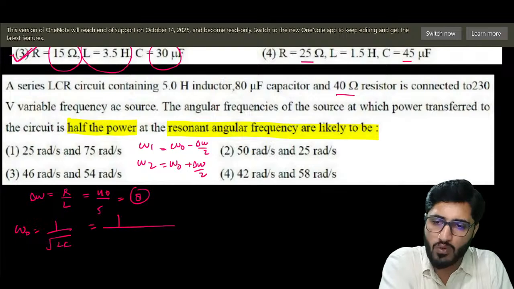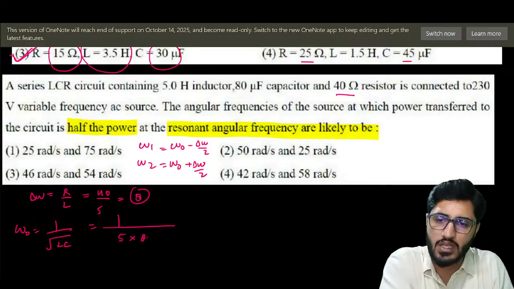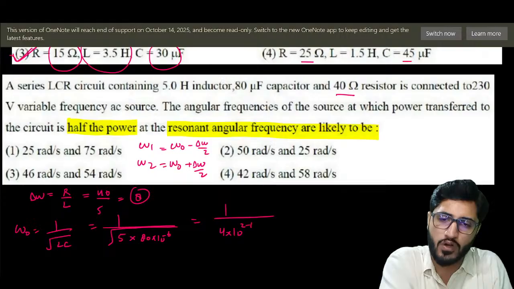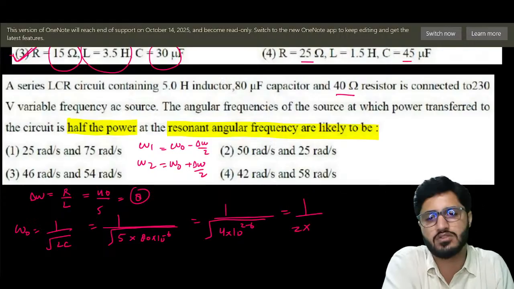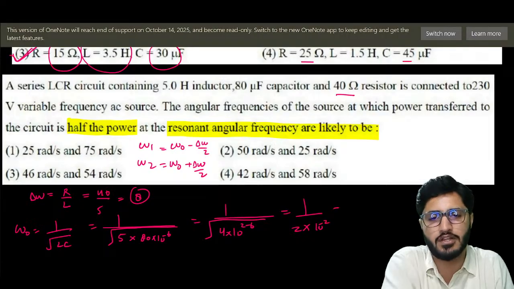What is L? 5. What is C? 8 times 10 to the power minus 6. Root of 5 times 8 is 40, so it is 1 divided by under root of 400, which is 1 divided by 2 times 10 to the power minus 2. So it is 100 by 2, which is 50.